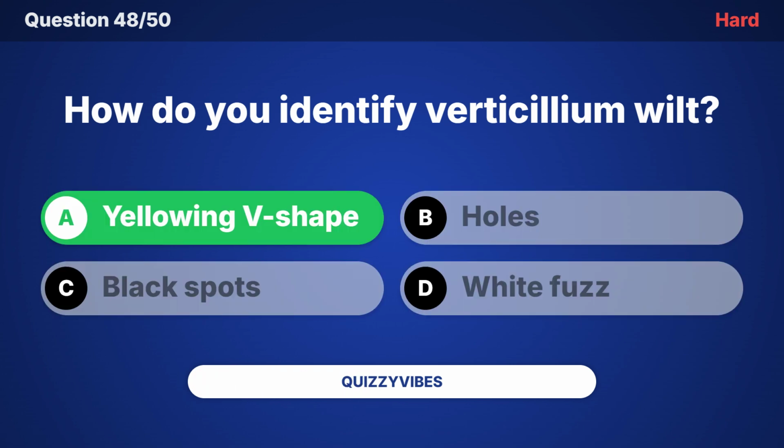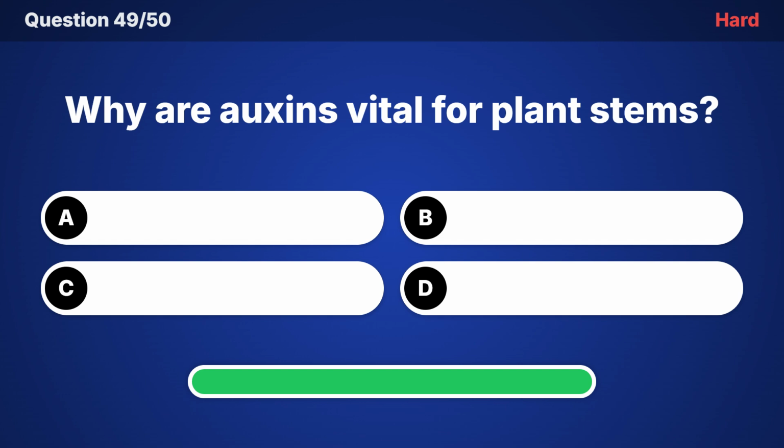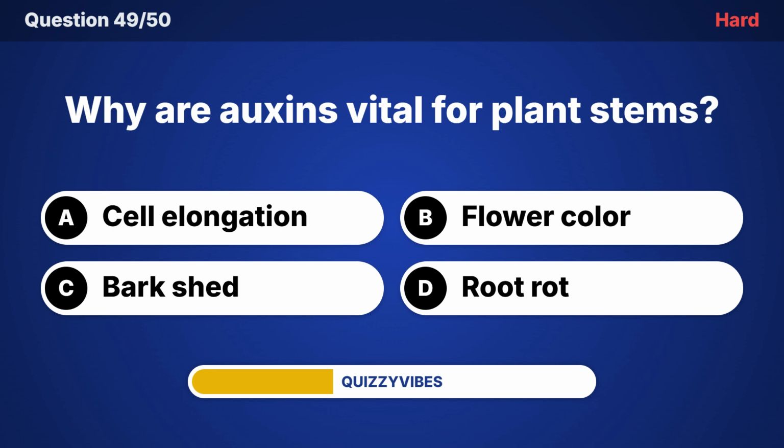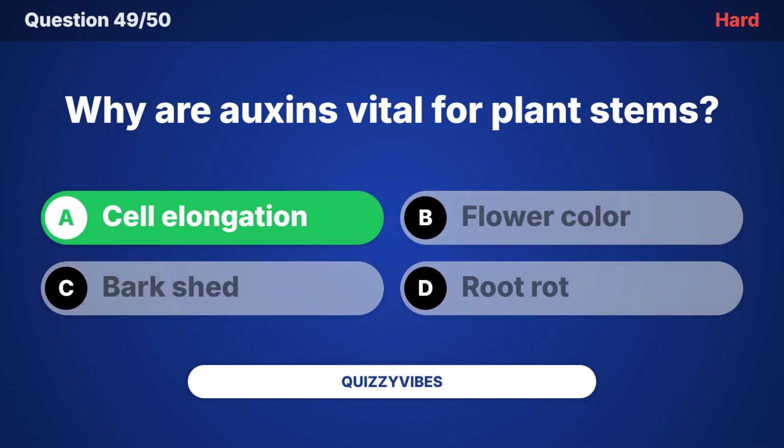Did you guess it? The answer is yellowing V shape. Why are auxins vital for plant stems? The answer is cell elongation.